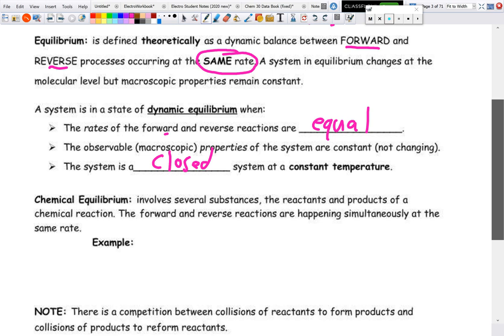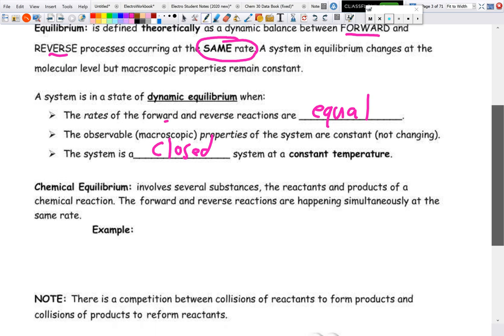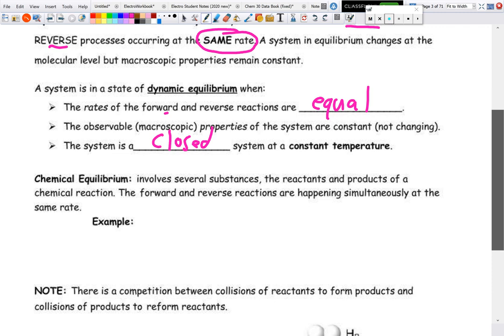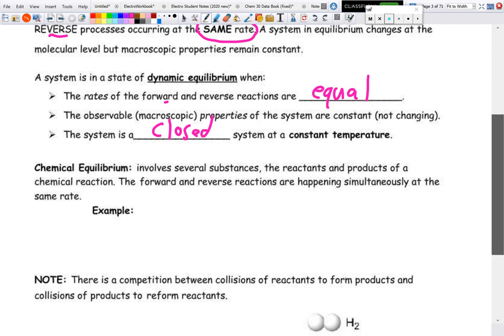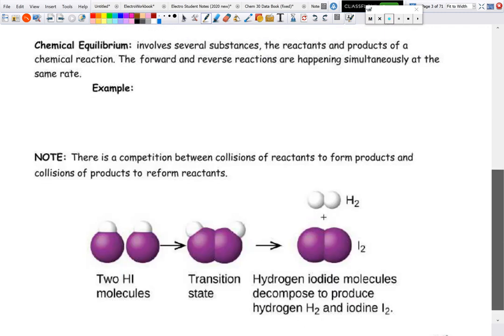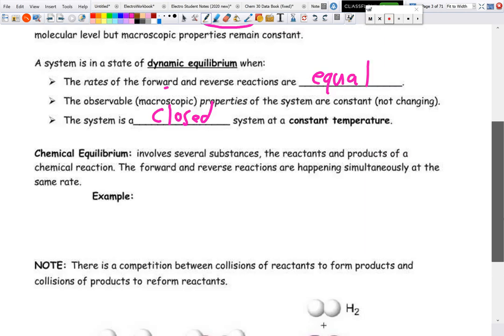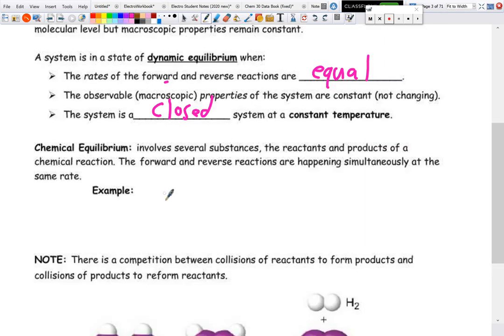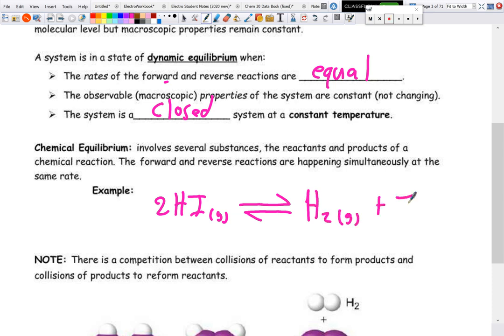So of course, it's a chemical equilibrium. It involves several substances, the reactants and products of a chemical reaction. The forward and reverse reactions are happening at the same rate. So the same one that we just looked at is that we can have two hydrogen iodide molecules reforming into H2 gas and I2 gas. Right, so this is an example of a chemical equilibrium.